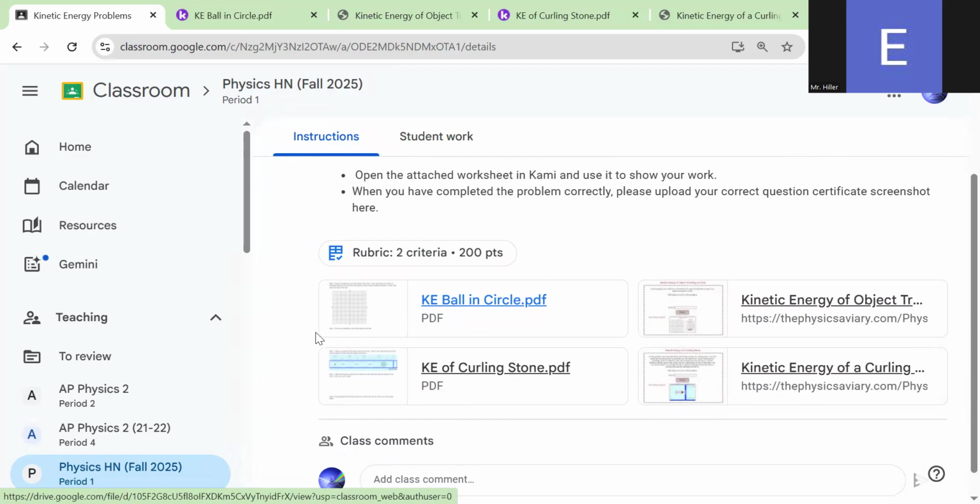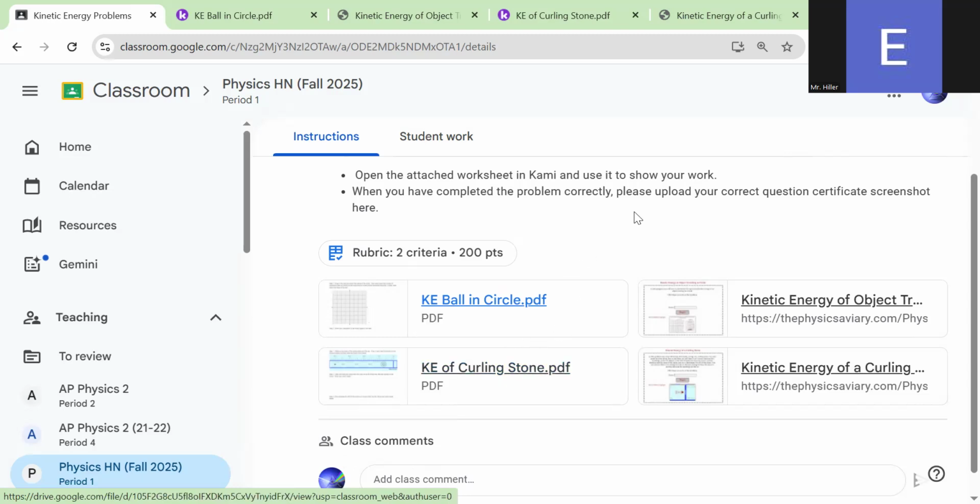Here we go. The first question we're going to look at is kinetic energy of a ball in a circle. So we're going to get a ball that's traveling in circular motion, okay, and we're going to find its kinetic energy as it's moving. And then the next one, we're going to have a curling stone.